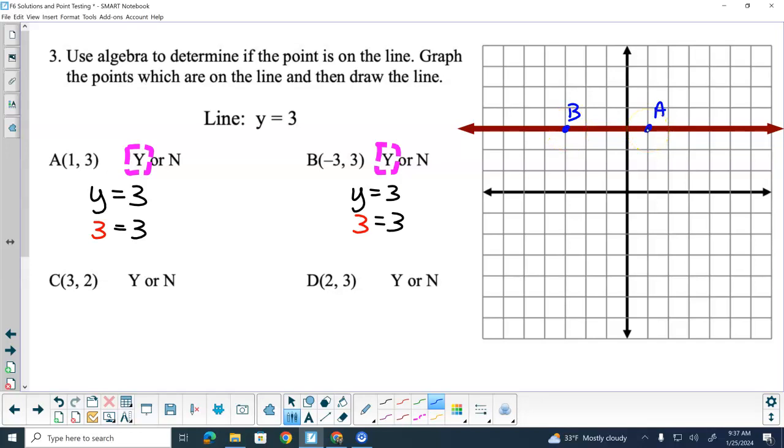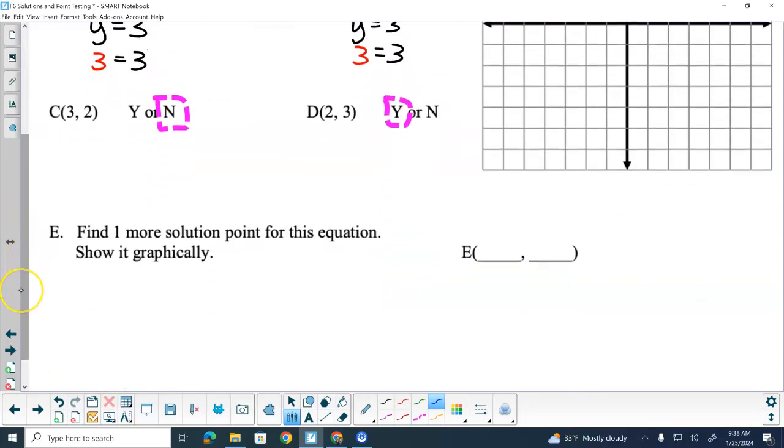C, yay or nay? C is not on the line. Okay, because the point 3, 2 would be right there, and that's not on the line. D, yay or nay? Yep, because the 2, 3 is right there, is D. Okay, so that's a bad line. Get it? Bad line. Okay. Give me another point on the line.